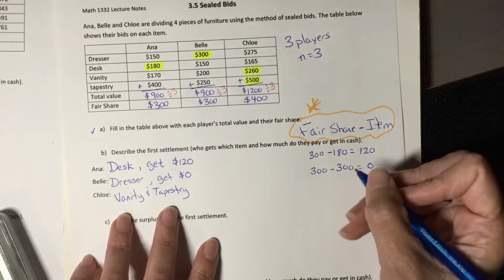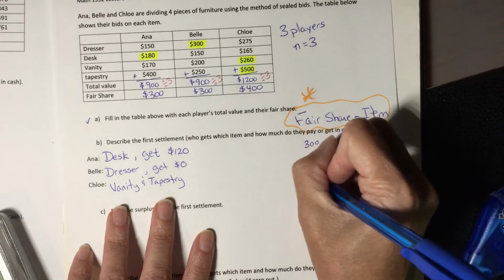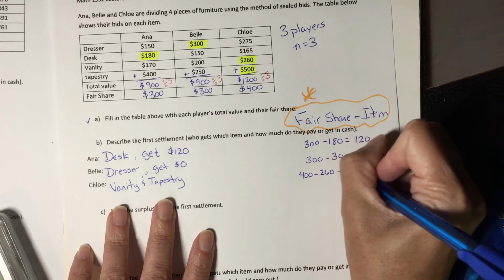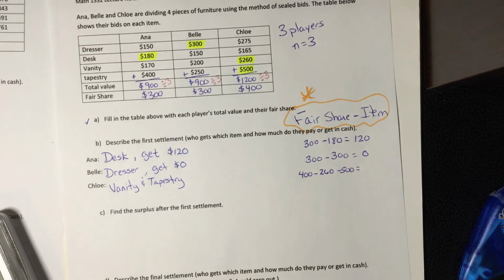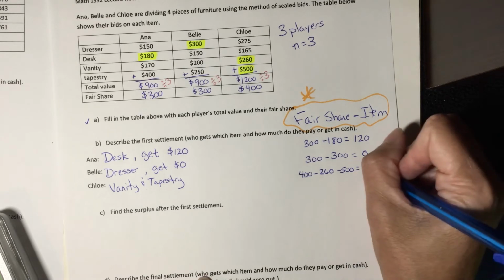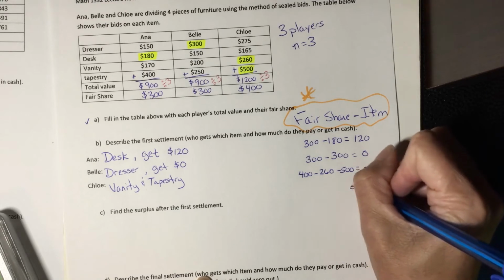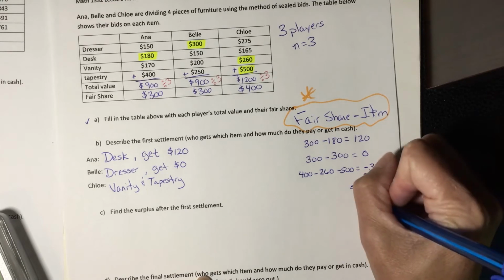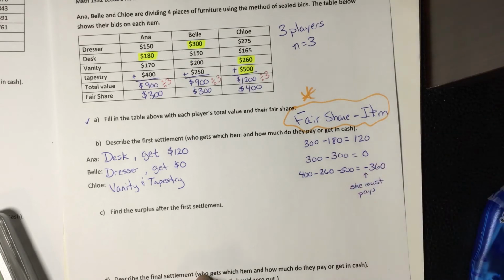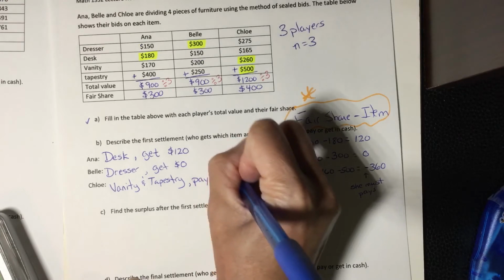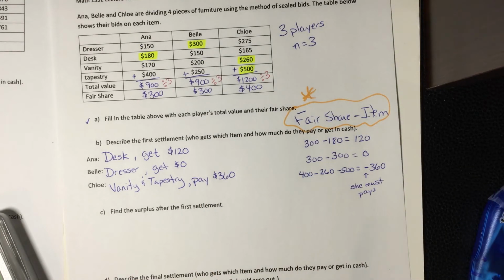Now Chloe got 2 items. Her fair share was 400. So we have to do 400 minus the vanity at 260 minus the tapestry at 500. You may notice this is going to come out negative, which means she is going to owe money. It comes out negative 360. That means she must pay. Basically, her fair share is 400, but she got more than $400 worth of items. So she is going to pay $360.